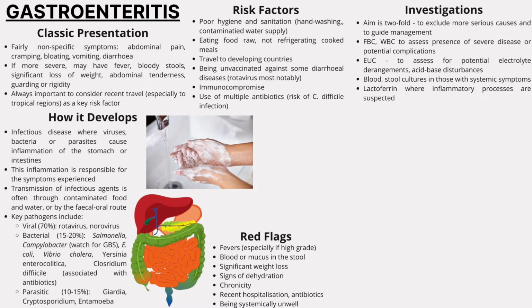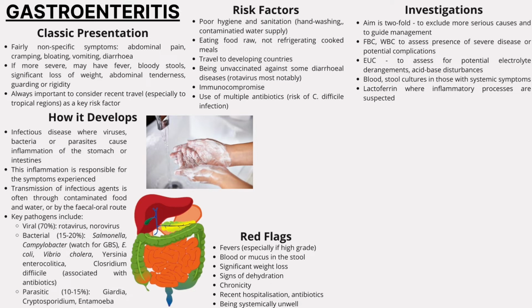The aim of investigating a presentation with gastroenteritis is twofold. Firstly, to exclude more serious causes, and secondly, to guide management. Base investigations would be a full blood count and a white cell count to assess the presence of severe disease or potential complications. In most cases, these findings will be unremarkable, although there might be a mild leukocytosis, so an elevated white cell count. However, a high white cell count might reflect an invasive bacterial infection, and low platelets might indicate the onset of a complication like hemolytic uremic syndrome.